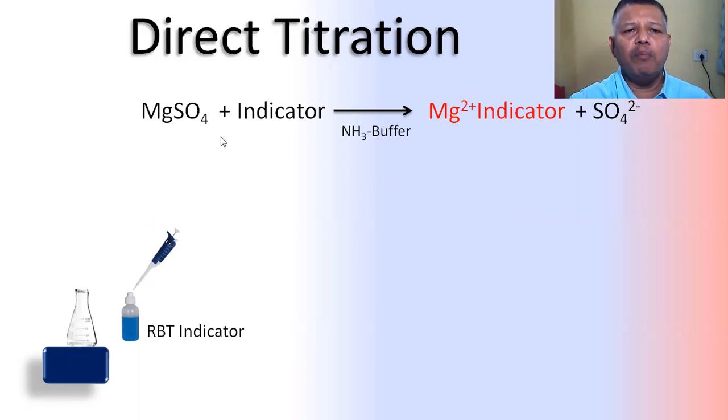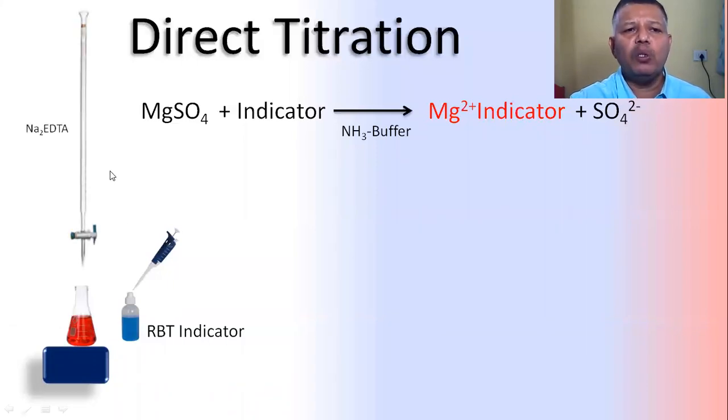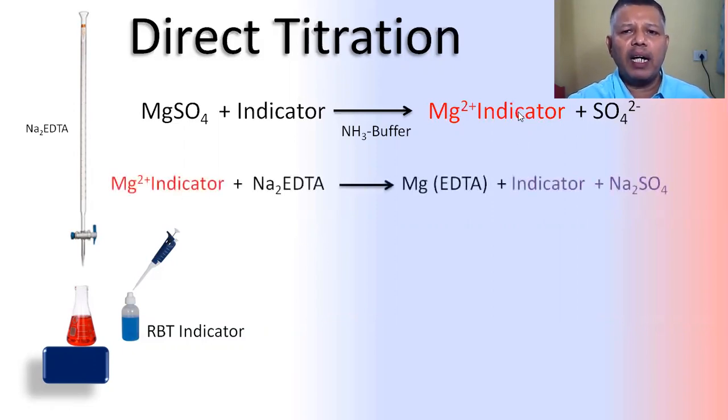Suppose that magnesium formed the magenta color complex in the buffer solution, the basic buffer. The magenta color, a reddish, wine red color, is formed by the metal ion with the indicator. Then when we add the EDTA solution from the burette, this magnesium-indicator complex, the wine red color solution, is titrated with sodium EDTA, and after completion of the titration we observe a change in the color of the indicator, from wine red to a slightly blue color.